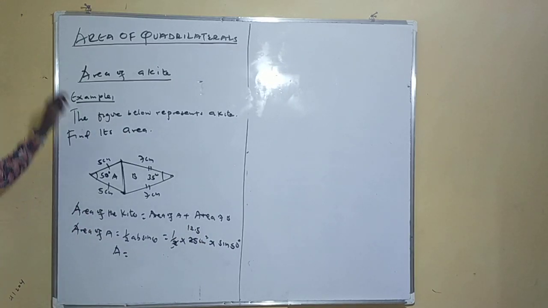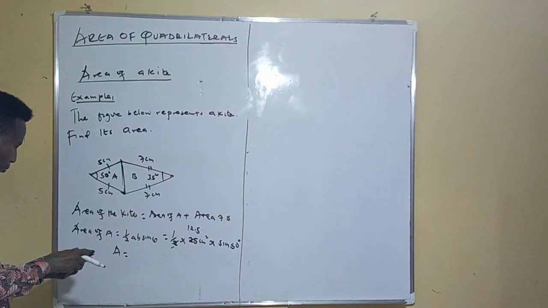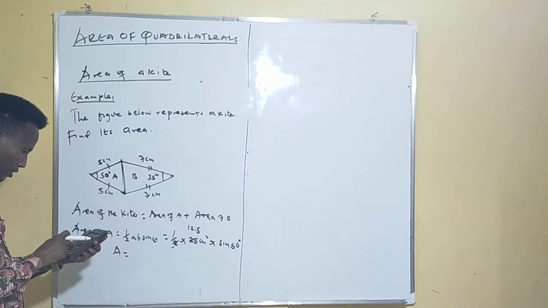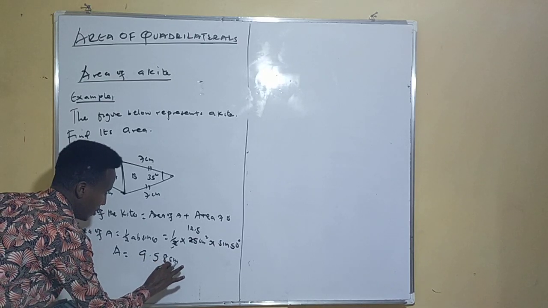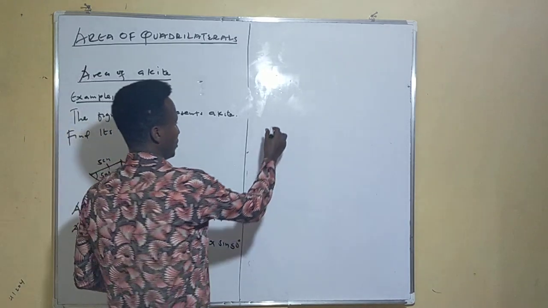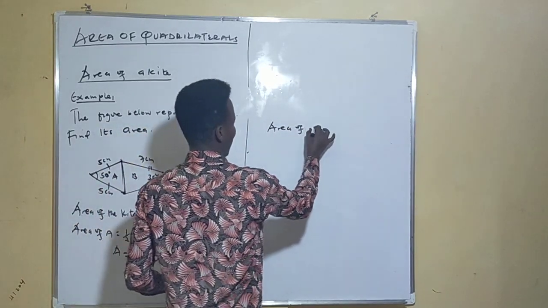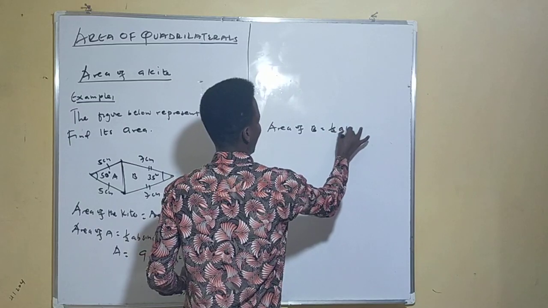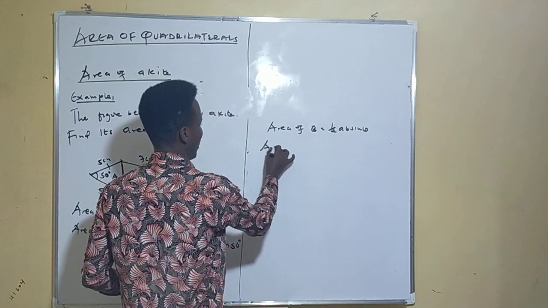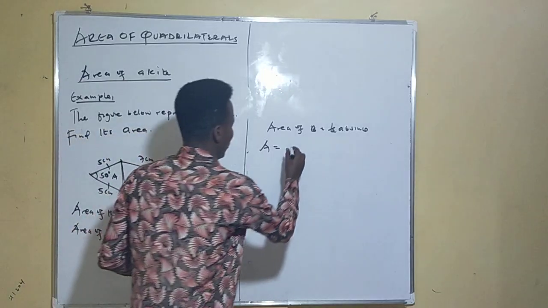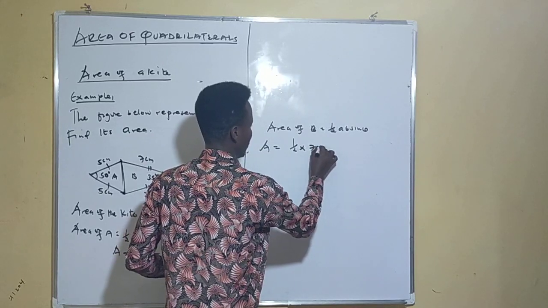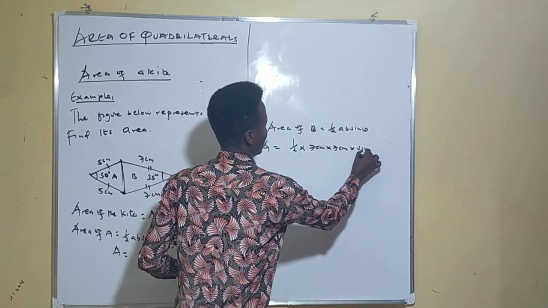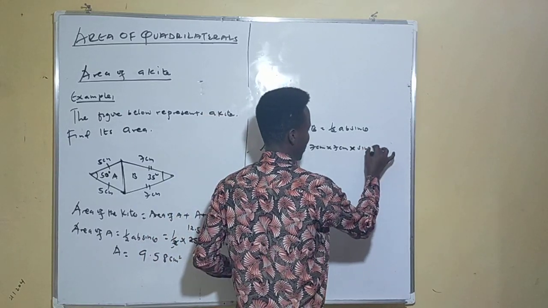So area will be 12.5 times sine of 50. That is 9.58 centimeter squared. Then you're going to say again, area of B is equal to half AB sine theta. So you're going to say a half times 49. 49 comes from 7 centimeter times 7 centimeter, times sine of 35.